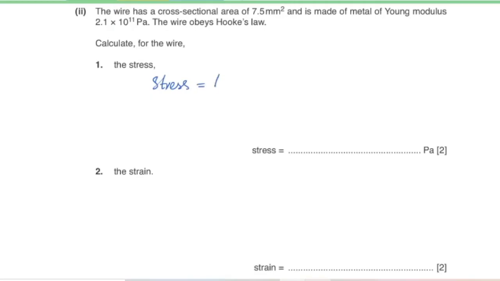for the wire is equal to the tension in the wire divided by the area of the wire. So the tension in the wire is of magnitude 150 newtons divided by the area of the wire, which is 7.5 millimeters squared. We'll convert that to meters squared by dividing it by 1000 squared, and you get a stress in the wire as 2 into 10 to the power of 7 pascals.